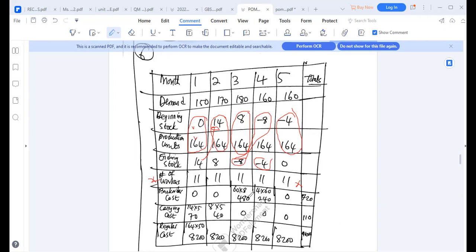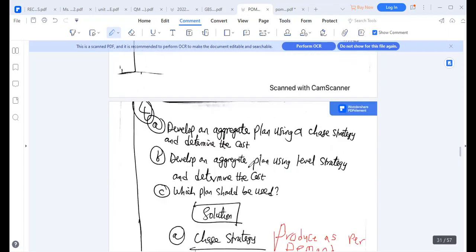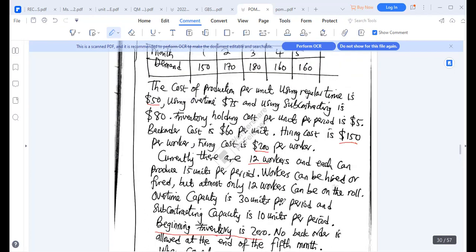So we choose which one is cheaper. The back order cost per unit was given in the question. It was actually $60. Then the overtime was 80, and the subcontracting was 75. Among the 3 options, the cheaper one is the back order cost.